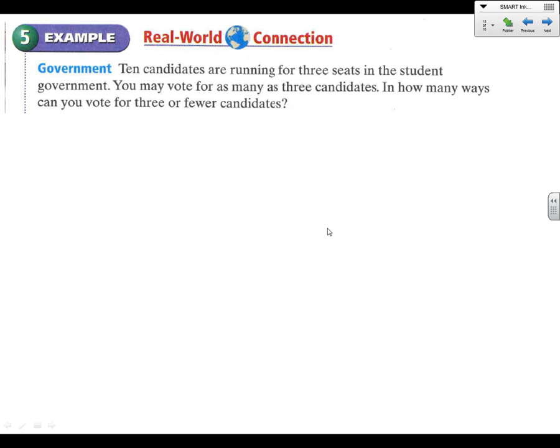And lastly, here we go. 10 candidates are running for 3 seats in the student government. You may vote for as many as 3. In how many different ways can you vote for 3 or fewer candidates? So this gets a little trickier. This is several problems in one, because what if you voted for no candidates? Let's figure that out first.